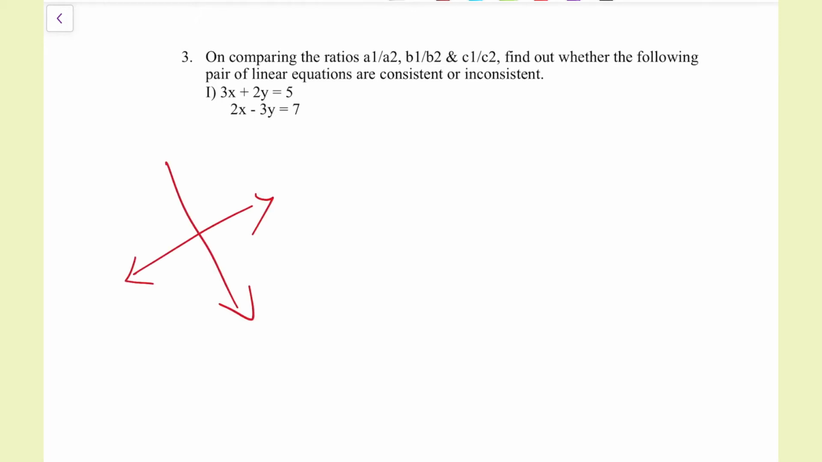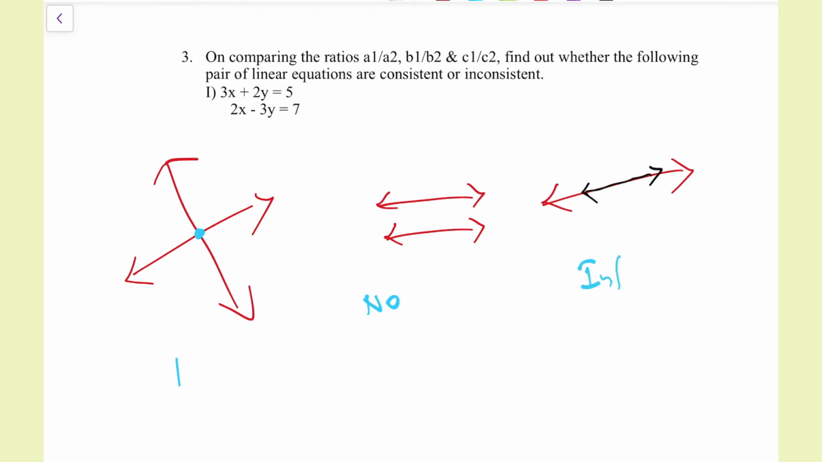Two lines that touch each other are called intersecting lines, right? These two lines are touching each other at one point, so there will be one solution. Two parallel lines won't touch each other at all, so there will be no solution. And the last case is one line lying upon the second line, so it will have infinite solutions, right?